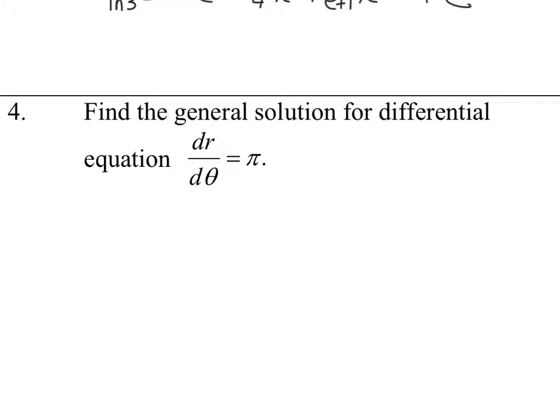All right. So we think of the r as a y. We think of the theta as an x. So I'm going to do the same thing I would do if that were the case. So dr is equal to pi d theta. So that's the differential form.